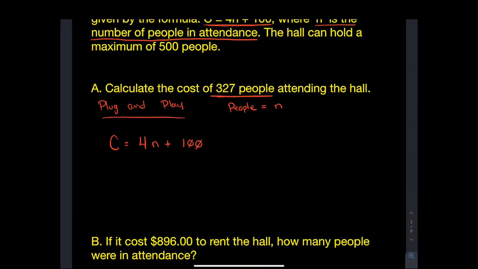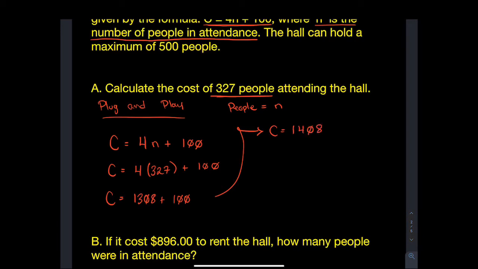Okay, C equals, now I'm going to plug in my 327: 4, and I'm going to write my brackets, 327, plus 100. C equals, and this is literally just doing BEDMAS in the right order. So what's 4 times 327? Well, that is 1,308, plus 100. C equals 1,408.